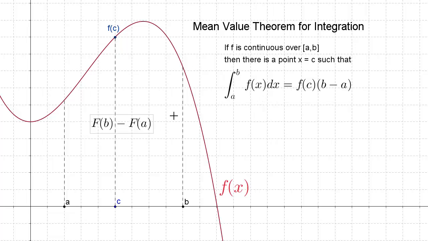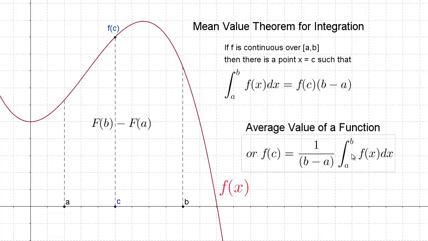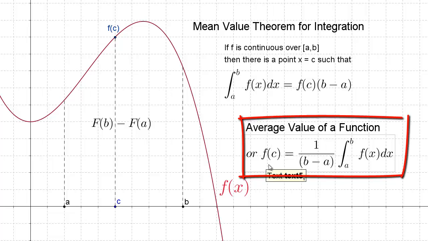If the area under the entire region is F of b minus F of a, then there's got to be a point c that when we found f of c, it would be exactly the average. And we could find f of c, since this has to be true, by dividing both sides by b minus a. And that gives us the average value of the function being f of c is equal to 1 over b minus a times the integral from a to b of f of x dx. Now let's prove that.